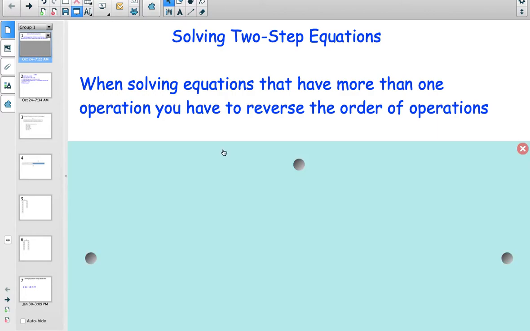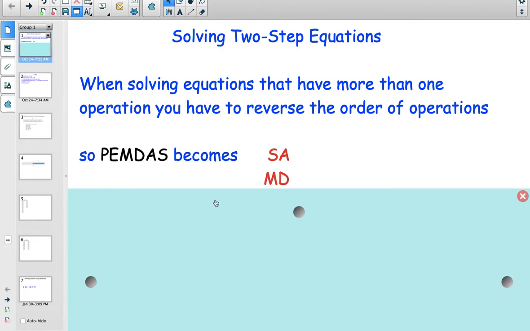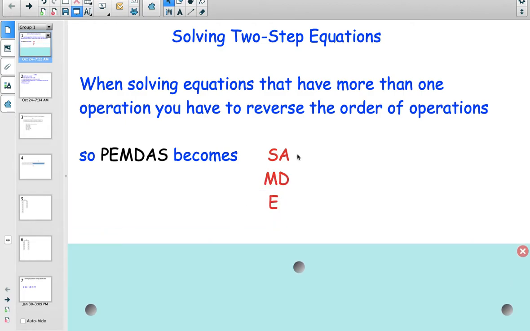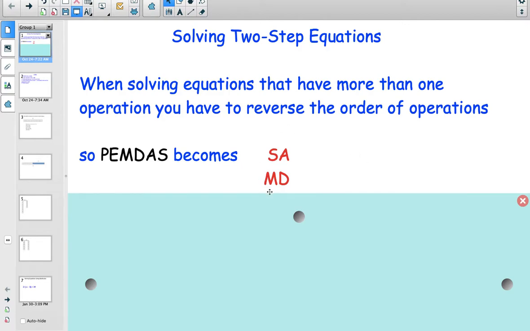When solving two-step equations that have more than one operation, you have to do the order of operations backwards. So parentheses, exponent, multiply, divide, add, and subtract become: you have to undo adding and subtracting first, and then you would worry about multiplying and dividing. I'm not going to worry about the exponent part right now. That's something you could do at another time. So I'm just going to keep it pretty basic for today.